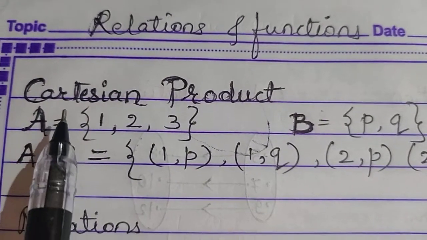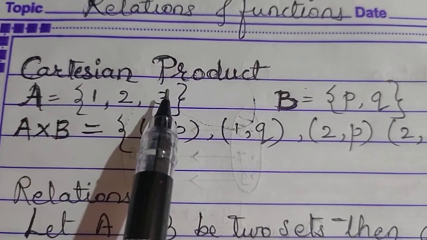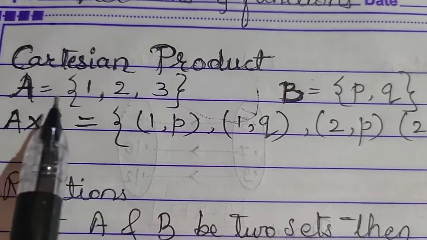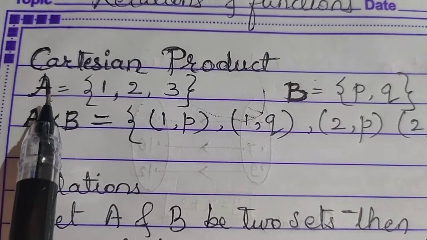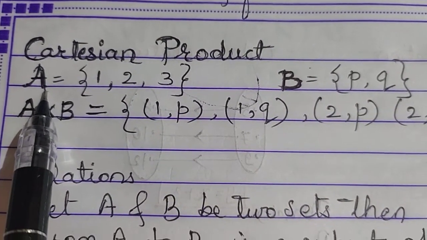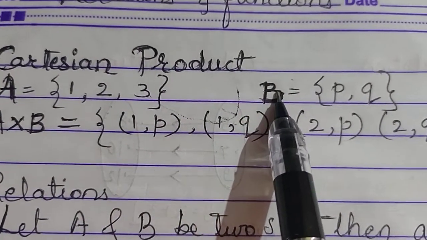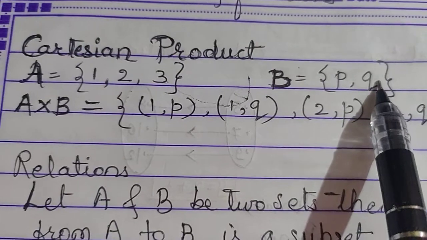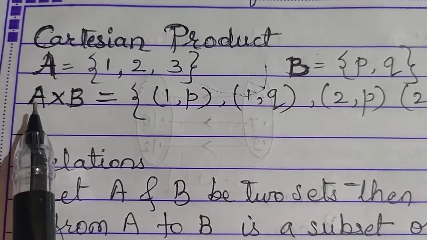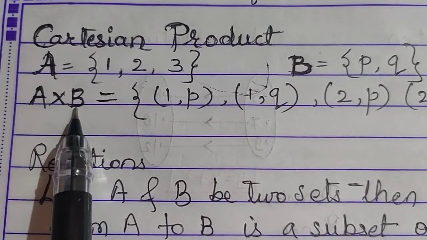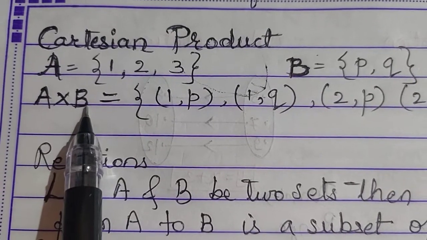Okay, so let us see the Cartesian product first. What is a Cartesian product? Here we are going to consider two sets. Set A, the elements are 1, 2 and 3. In the set B, the elements are P and Q. Now, Cartesian product is denoted by A cross B. It is read as A cross B.